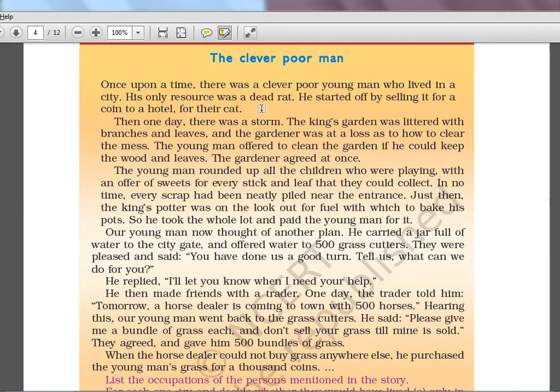First he wanted some money. He had a dead rat which he got in a hotel, and he sold it for 1 coin, for the cat of a hotel owner or something. Next, the king hired him for cleaning up the garden with a lot of branches and leaves. He gave some sweets to kids and told them, however many sticks and leaves you bring, that many sweets you will get. That is a very cheap offer, and finally he gets a big reward from the king. So he is investing little and getting back more. It's a story about that person.